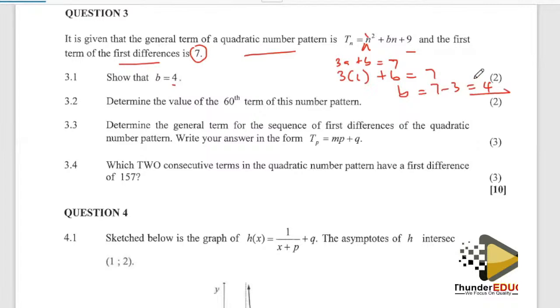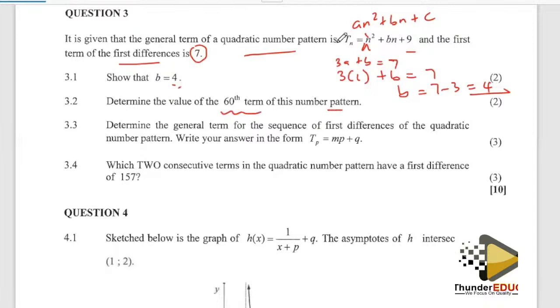Because remember, the general term is usually an squared plus bn plus c. Now the a is already represented by an imaginary 1. I call it a ghost 1. Okay, 3.2, can we determine the 60th term of this number pattern?